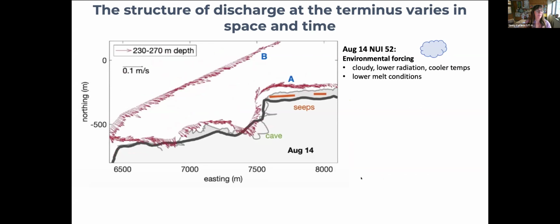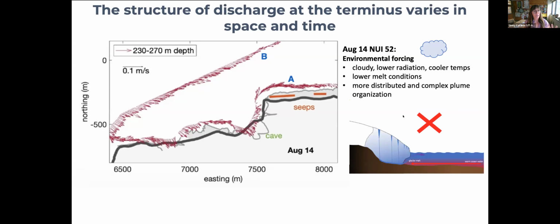On a different day, same type of velocity observations. We don't have as many surveys this day, but the same depth. We see a different scenario. This day was cloudy, lower melt conditions, cooler temperatures. And instead, we see that water is more or less equally coming into the terminus face, very well distributed across the entire face. And so this suggests that during these low discharge time periods, this classic exchange flow idea breaks down. And instead, what we see is a much more distributed and more complex plume organization.